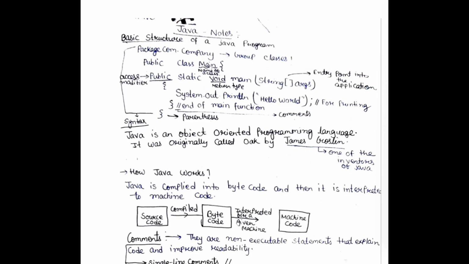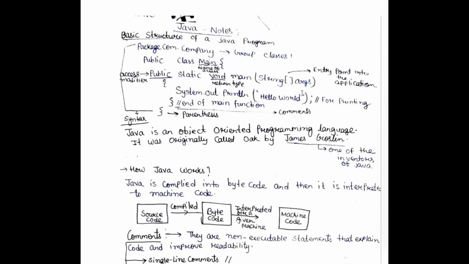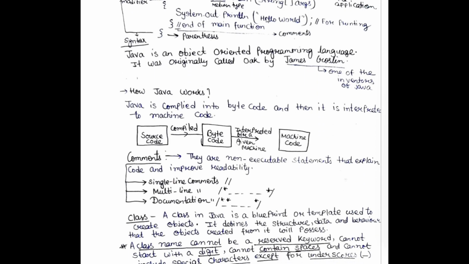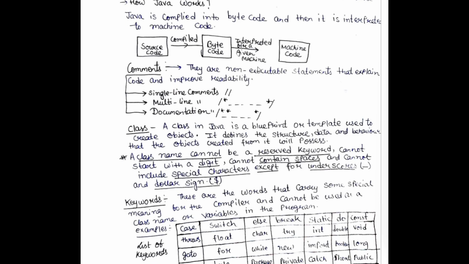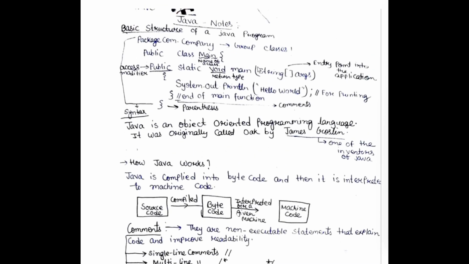So now, what is Java? See, Java is an object-oriented programming language. It was originally called OAK by James Gosling. He is one of the inventors of Java.